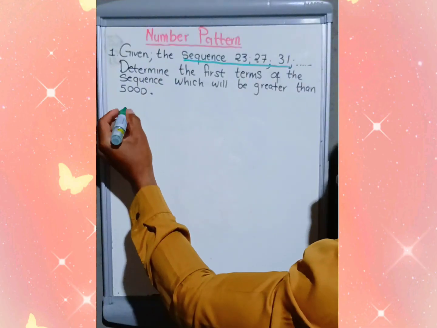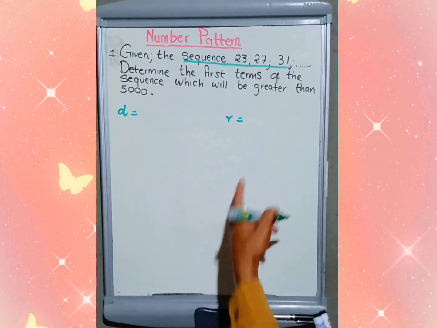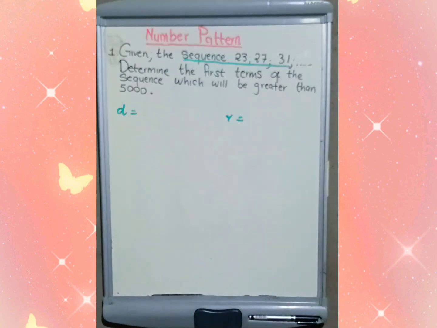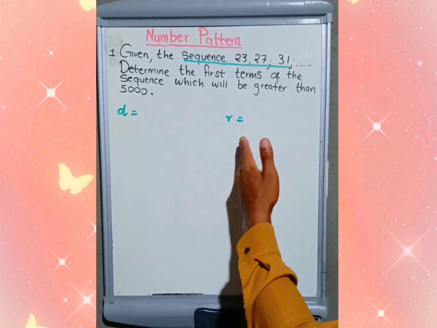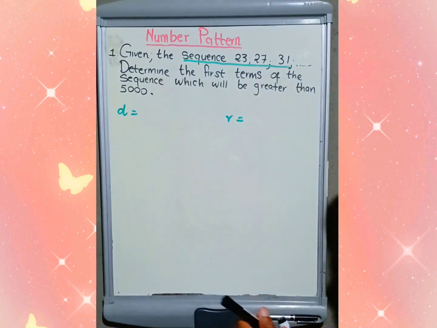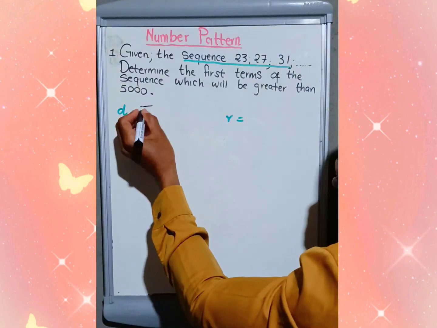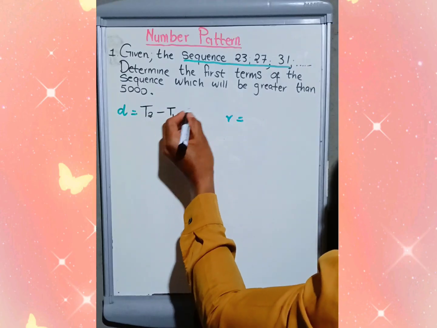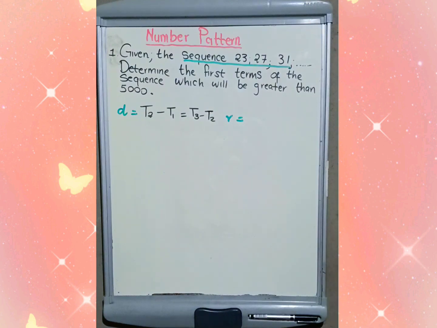You check it by using the common difference, and also you check by using the constant ratio. It is very important to take note of these two ways. That is going to help you to prove whether this is geometric or arithmetic. For arithmetic, we normally say that the common difference must be equal to t2 minus t1, and also must be equal to t3 minus t2.